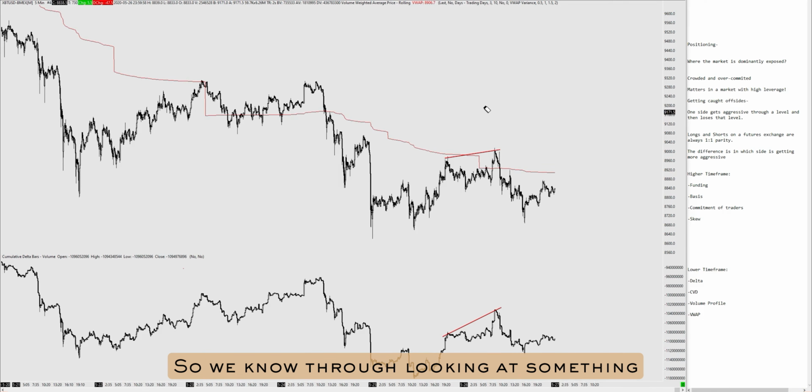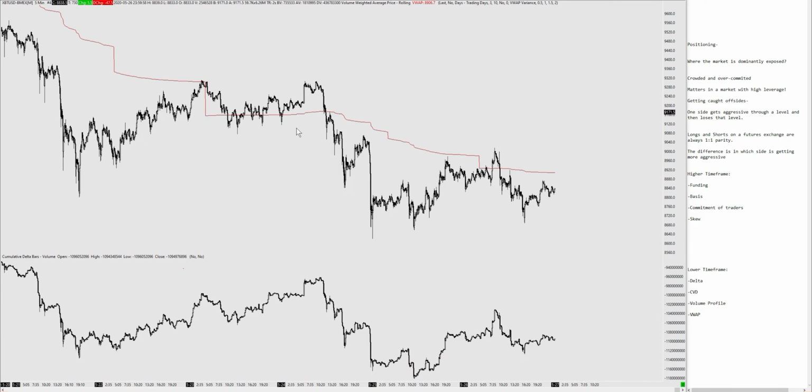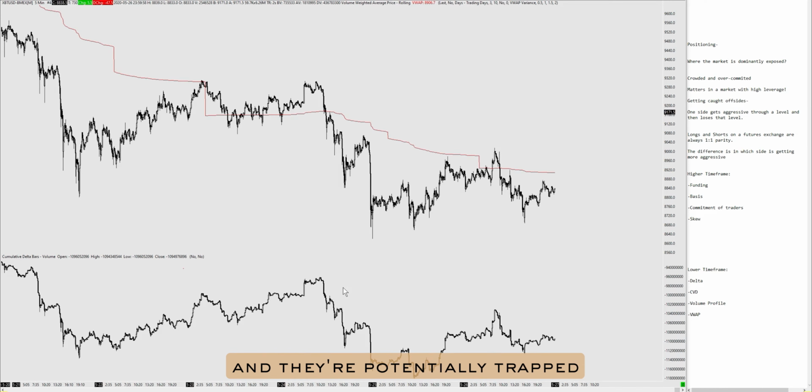Okay, so we know through looking at something like CVD where there are divergences and where there might be one side of the market that is in poor positioning. We say it's poor positioning when they're overcommitted and the market trades against them and they're potentially trapped. So a really good example is this over here.